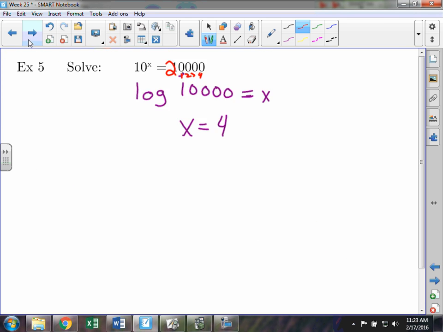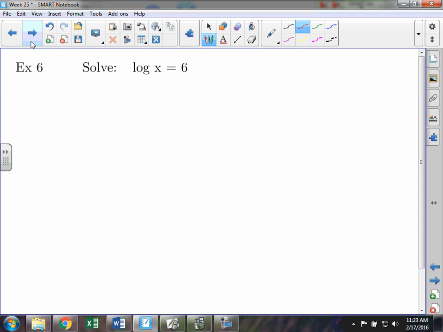Following the pattern that we just established, we know that this logarithmic format may be rewritten into exponential format. 10 to the 6th is equal to x. Now what is 10 to the 6th? 1, 2, 3, 4, 5, 6. And we have 1 million as our answer. We can convert back and forth between exponential and logarithmic forms.